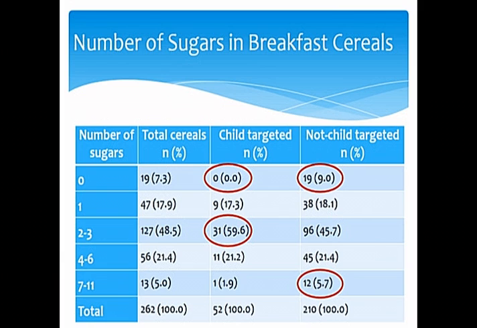With the not child-targeted cereals, 9% of them didn't have any sugar at all. But interestingly, if you look down at that last circle there, 7 to 11 sugars, there are actually 6% of the not child-targeted cereals that had between 7 and 11 different types of sugar.